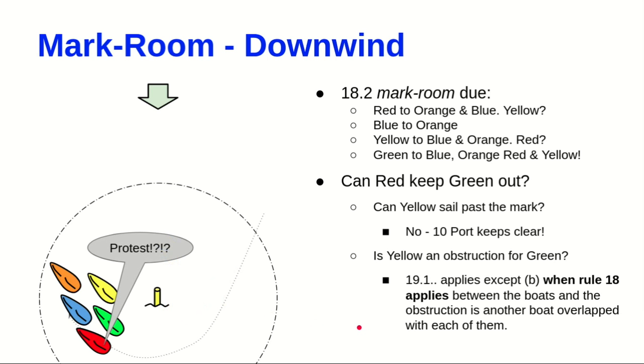And so she has to go around the outside like this, and green's got inside her. So now red's dead last. Can she protest green because green wasn't due that mark room? I don't think so, because green didn't stop red sailing to the mark. It was blue and orange that stopped red sailing to the mark because red owed them mark room. Green was just sailing in that room that was made available.